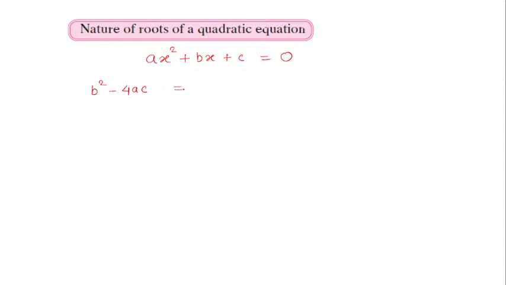Either b square minus 4ac is equal to 0, or b square minus 4ac must be greater than 0, that means a positive number, or the third possibility is b square minus 4ac must be less than 0. These are the only three possibilities for the values of b square minus 4ac.